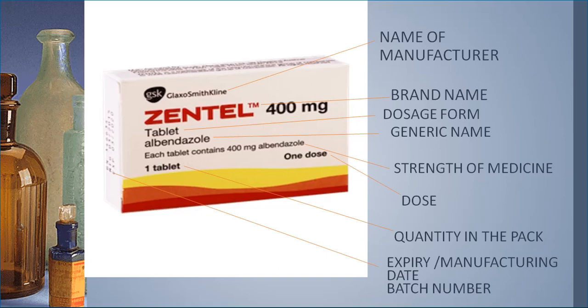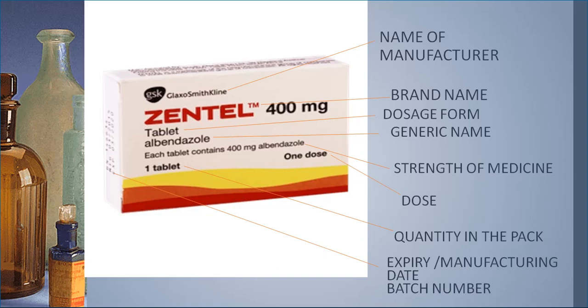So first of all, let's concentrate on this product. When you see a product like this, it gives us a lot of information. And first, let's go through. The first one is the name of the manufacturer. Okay, so for this product, we can see that the name of the manufacturer is GlaxoSmithKline. Okay, that's the name of the manufacturer.